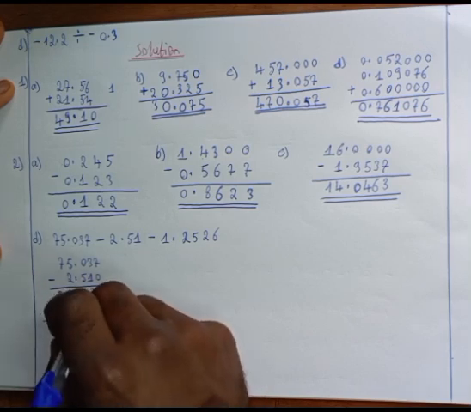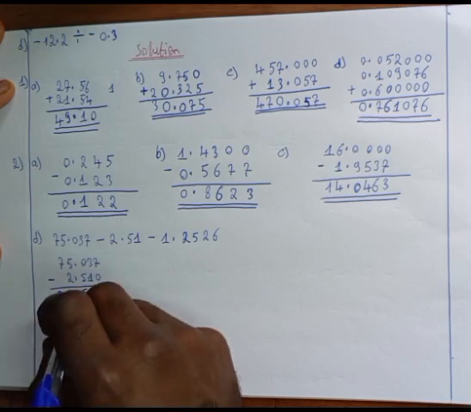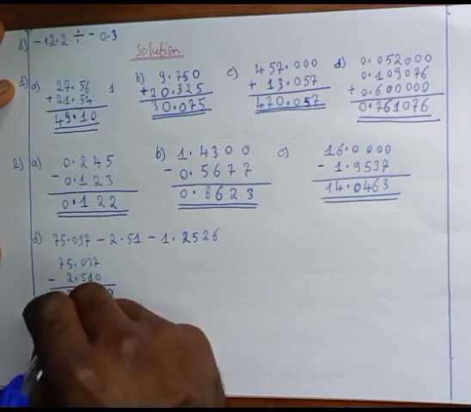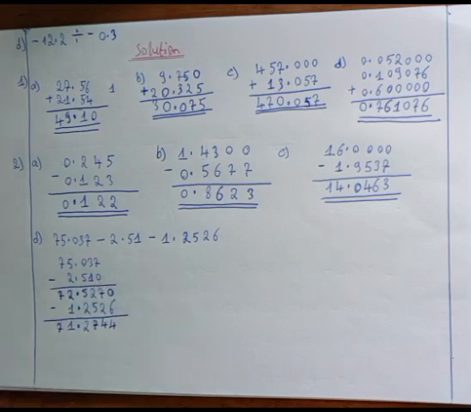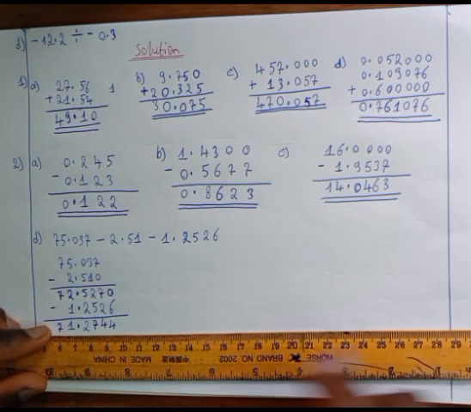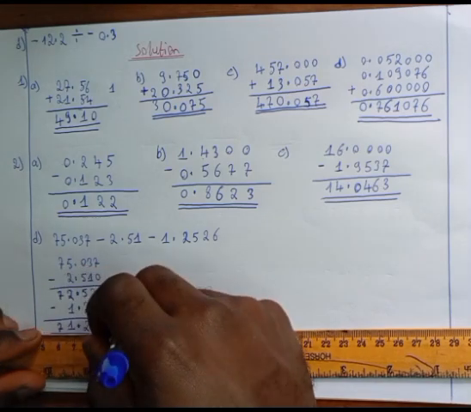We bring down the decimal point. 2 minus 1 gives us 1. 7 minus nothing remains 7. So the final answer will simply be 71.2744. Let's underline the answer.